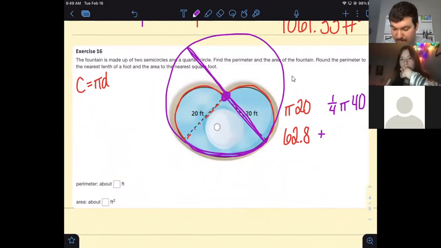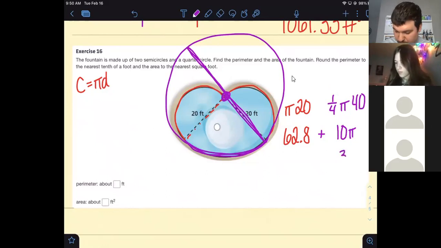But because I'm doing 1/4 of that, I might as well apply that right now. 1/4 of 40 is the same as saying 40 divided by 4, and 1/4 of 40 is just going to be 10. So this is actually just the same as 10 pi. If I combine the 1/4 and the 40 together, 10 pi, 10 times pi is going to be 31.4.